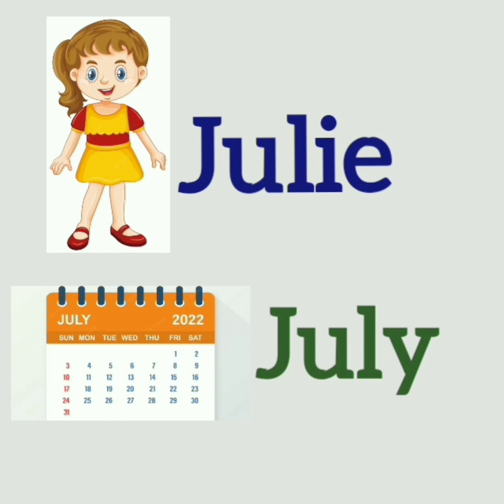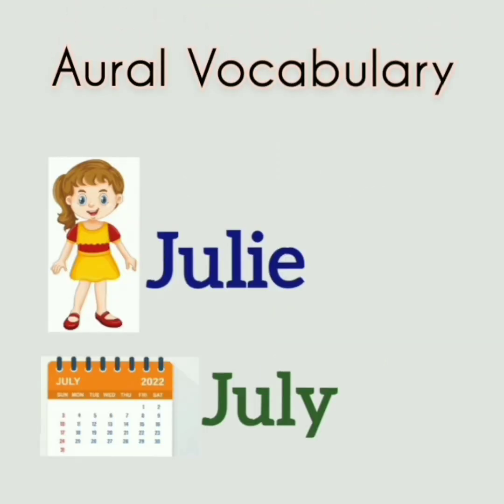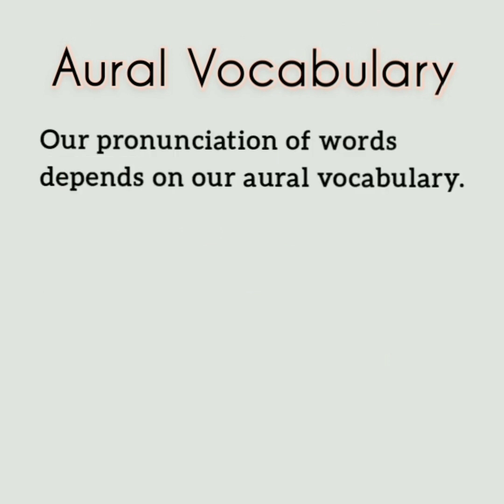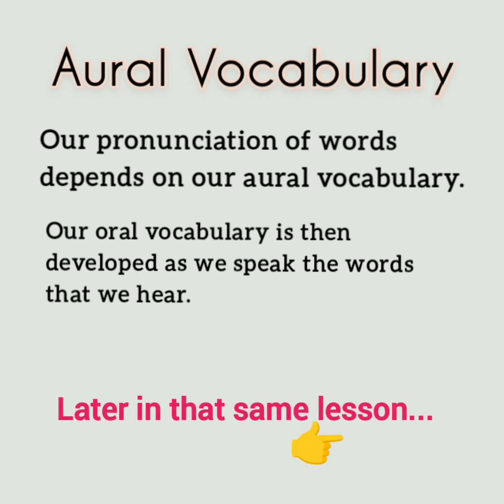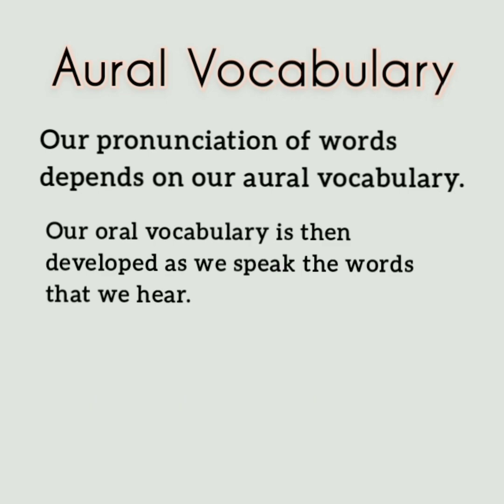Why did we do that? Our oral vocabulary is responsible for all of that. Yes, our oral vocabulary. Our pronunciation of words depends on our oral vocabulary. Our oral vocabulary consists of those words that we understand when we hear them. So we know them and understand them just by hearing. Now our oral vocabulary then develops our oral vocabulary as we speak the words that we hear. So once we hear the words, we should now be able to produce them in speech.